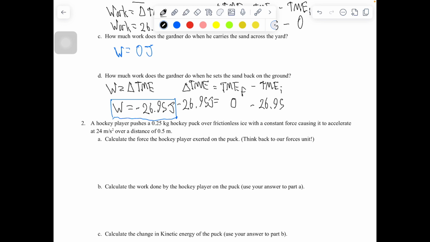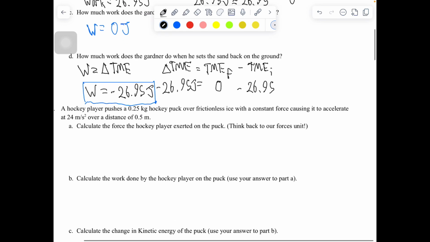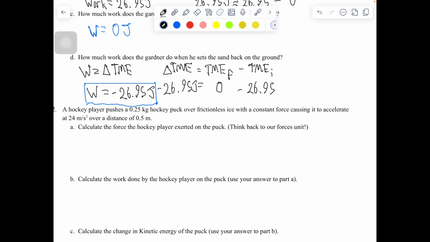Okay, so here we want to pull out everything that we have, right? We have the mass of the hockey puck. We can say the mass is 0.25 kilograms. We get 24 meters per second squared. That's an acceleration. We can tell because it tells us that it's accelerating, and the units, meters per second squared, are units of acceleration. Let's write that down as well. Let's also pull out our distance of 0.5 meters. We have our givens written down.